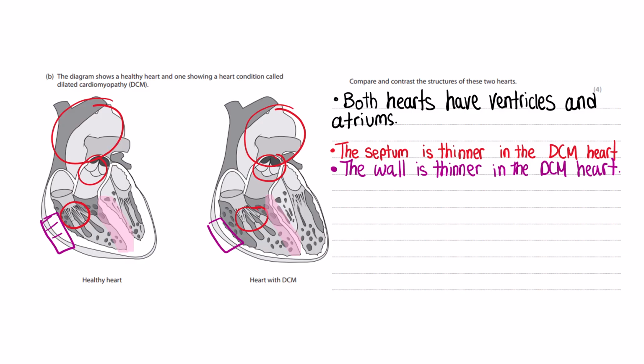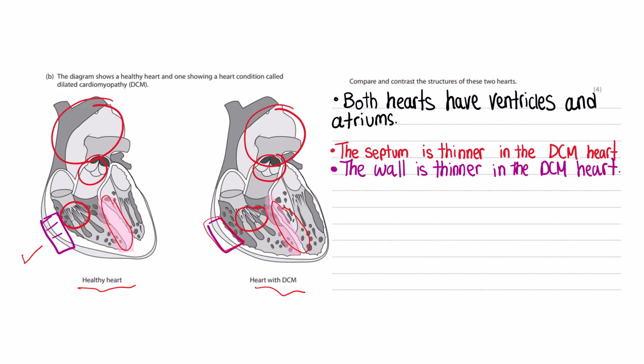Okay. The diagram shows a healthy heart and one showing a heart condition called DCM. Over here we have the healthy heart, over here we have the heart with DCM. Now there are several things that you can notice. First of all, the septum over here is much thicker and healthier. The septum with the heart with DCM is very thin. Also, the heart walls over here are very thin and weak. The heart walls in the healthy heart are very thick and strong. Now they both have ventricles, they both have atriums, they both have valves.